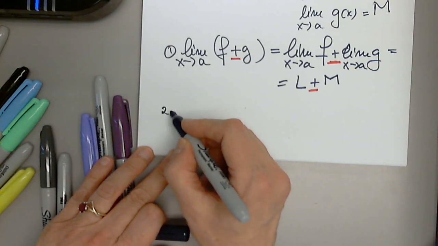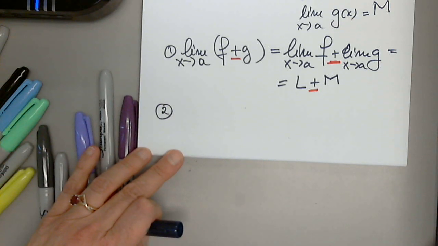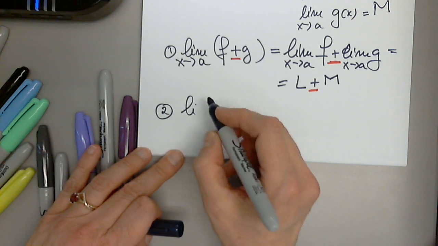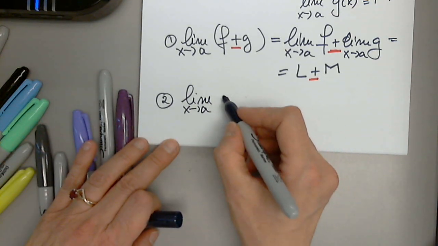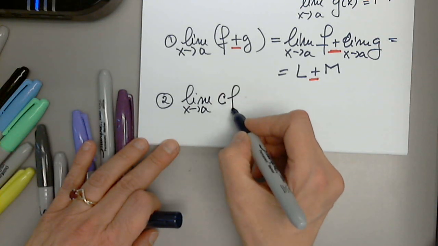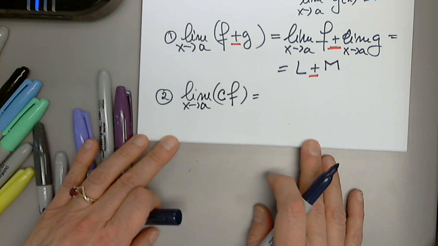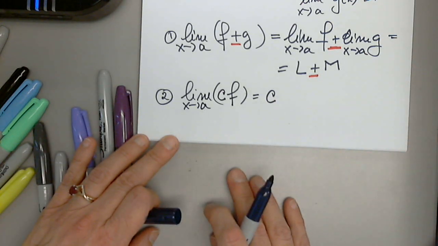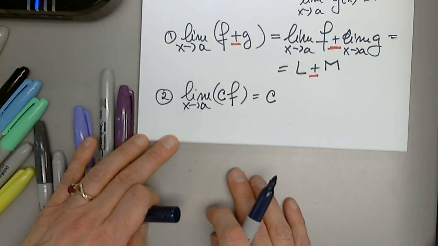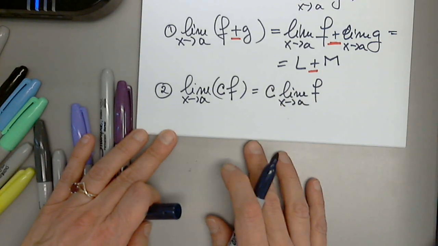Here is a second limit law that we just used without even knowing that it exists. The limit as x approaches a of a constant c times a function f. What do you think this equals? C can go outside the limit, times the limit of f as x approaches a.